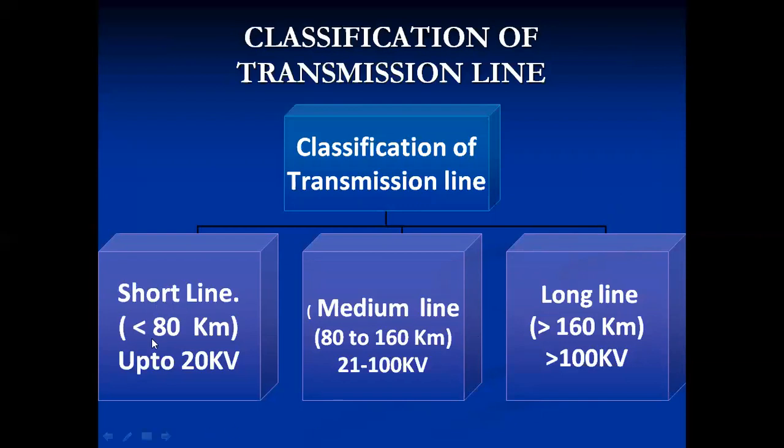A short line has a length of less than 80 kilometers and voltage up to 20 kV. A medium line has a length from 80 to 160 kilometers and voltage from 21 to 100 kV. A long line is greater than 160 kilometers and has a voltage level of more than 100 kV.